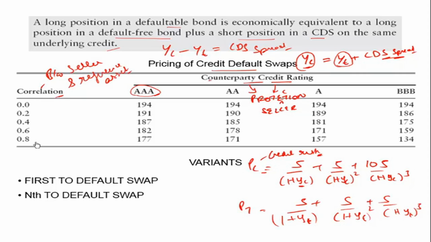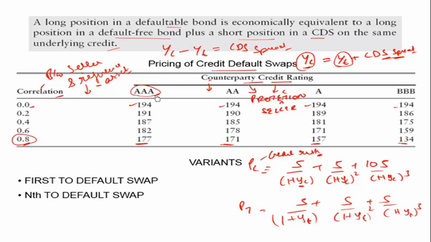So if the default correlation is very high, say 0.8, that is, when the reference asset defaults, your counterparty also tends to default, then I'll be willing to pay a low premium because I know that the protection may not come. Whereas if there is no correlation of default between the seller and the reference asset, then I'll be willing to pay a relatively higher premium, because when my reference asset defaults, it is unlikely that the counterparty will also default.